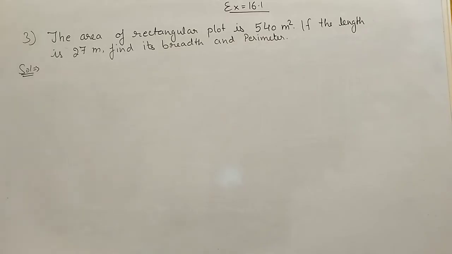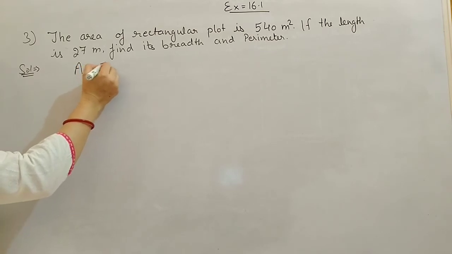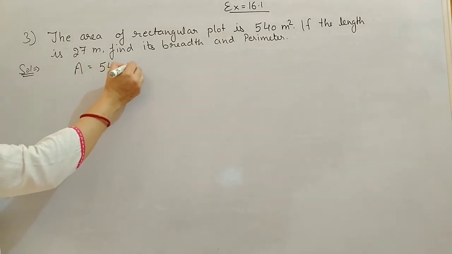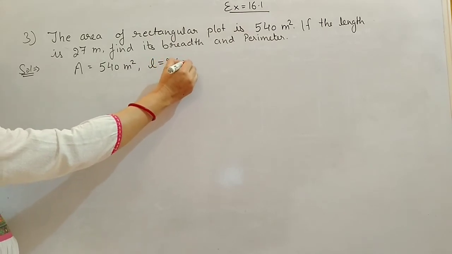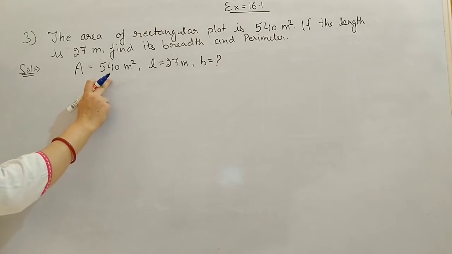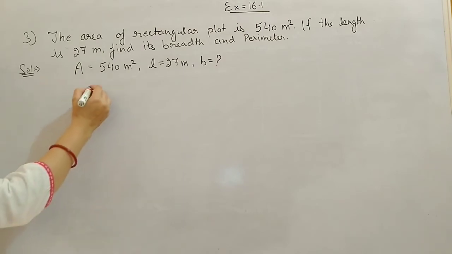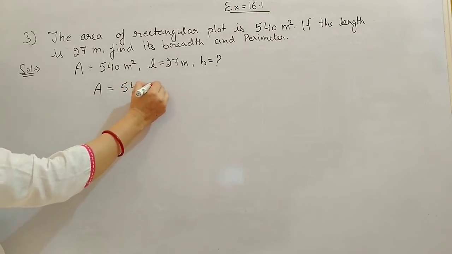Next question number 3. The area of a rectangular plot is 540 meter square. If length is 27 meter, then find its breadth and perimeter. So in this question, area is given 540 meter square. Length is given 27 meter and breadth we have to find out. So first, because area is given, it means we have to start with area. Area is 540 meter square.